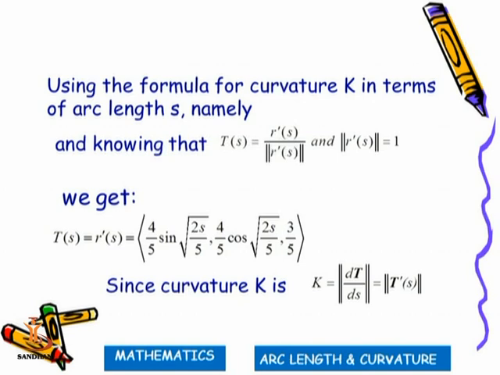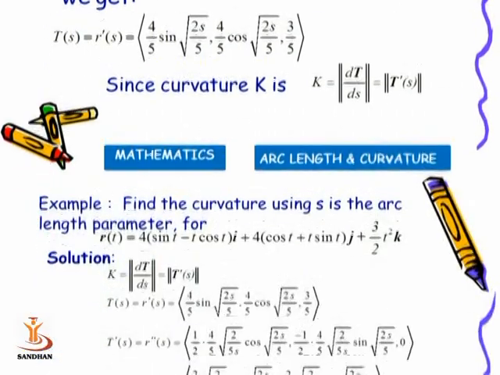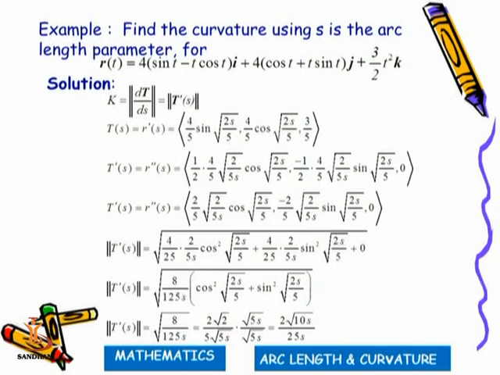Since the curvature formula k is the norm of dT by ds, so norm of T dash of s. Find the curvature using the arc length parameter s. You can see those steps one by one. T is equal to r dash. If I want capital T dash, we will take r double dash. You can see all the calculation on the screen. Then find the norm of that.